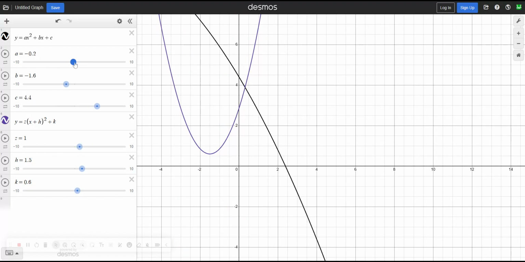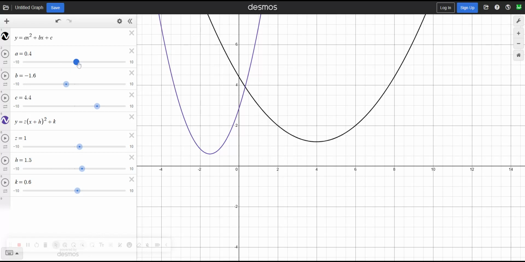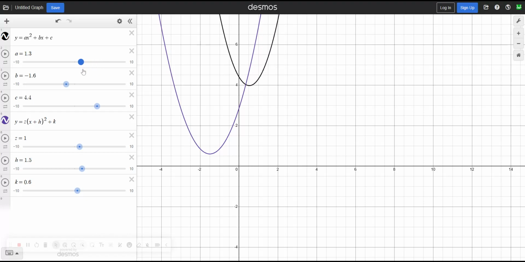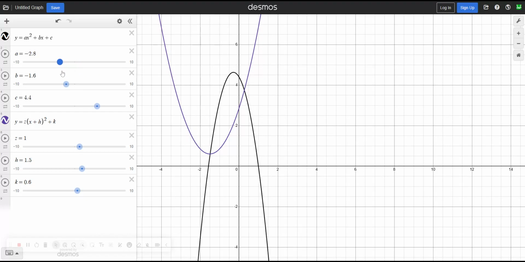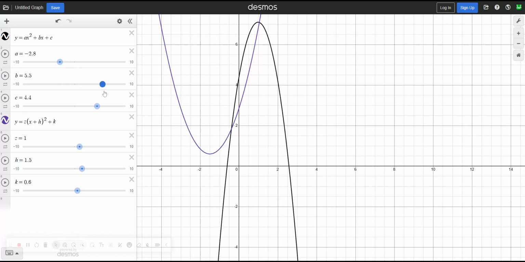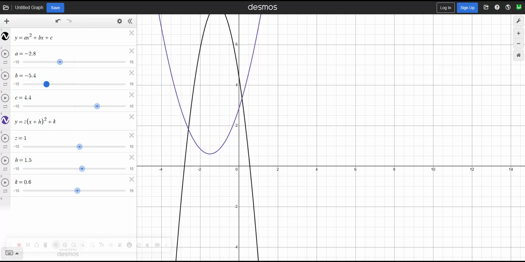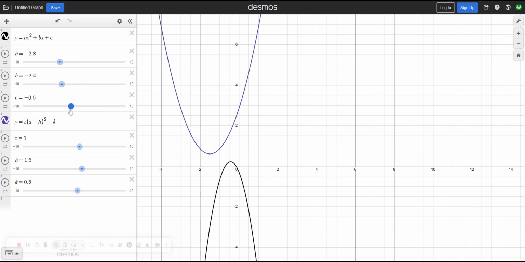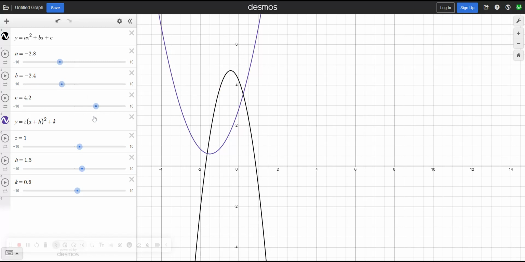Well, a looks like it affects kind of everything all at once, but this can change more so my width and the direction it's going. b more so moves it from left to right and up and down at the same time. And then c just moves it up or down. So c and k are kind of the same as what we're seeing here. But I can see shifting, stretching, reflecting, all that kind of stuff in this.